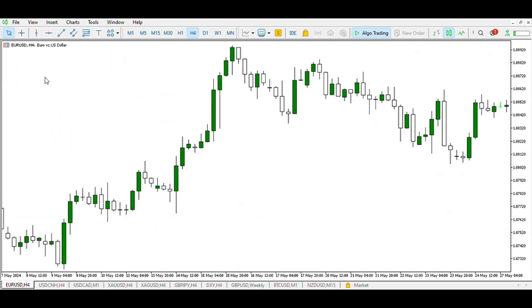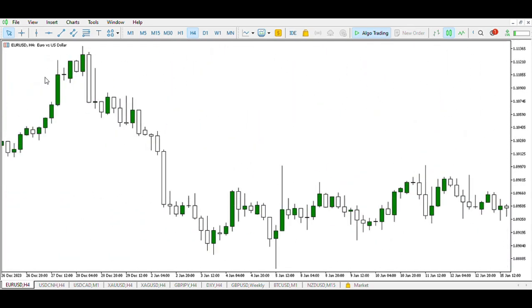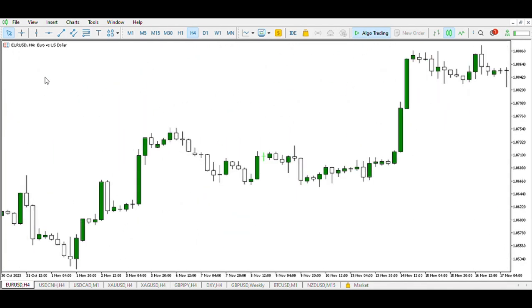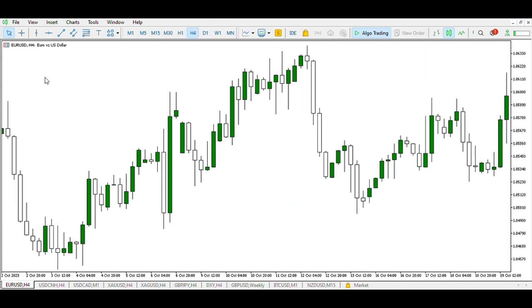As we are aware, in chart pattern and analysis, we have three strong patterns, which are the engulfing pattern, the morning star, and the doji pattern, that is the indecision pattern.